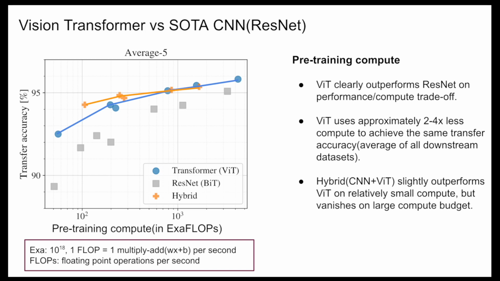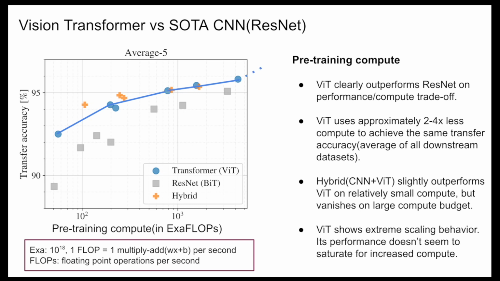And the hybrid model, which is a combination of CNN and ViT, slightly outperforms ViT on small compute, as you can see in this orange graph, but it vanishes on the large compute bucket. You can see that as you increase compute, the hybrid model starts to vanish, while ViT has no sign of plateau. And like I said, ViT shows extreme scaling behavior. Its performance doesn't seem to saturate for increased compute.